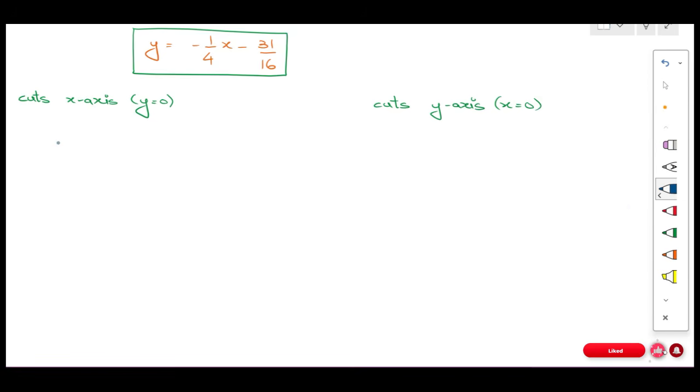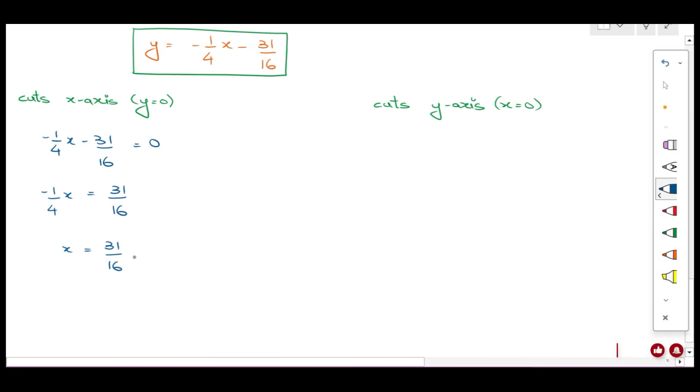When it cuts the x-axis, y equals 0, so minus 1 by 4x minus 31 divided by 16 equals 0. Let me solve for x. Minus 1 over 4x, shift this term to the other side, it becomes 31 over 16. So what is x? x should be equal to 31 over 16, stays the same. 4 is multiplying over minus 1. So when you simplify, 4 times 1 is 4, 4 times 4 is 16. So here the x coordinate would be x equals negative 31 divided by 4.